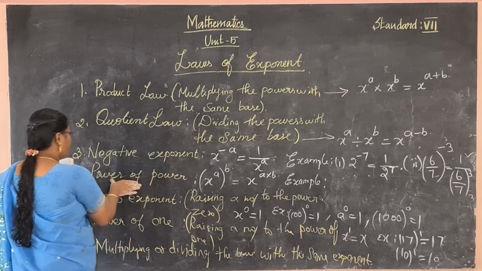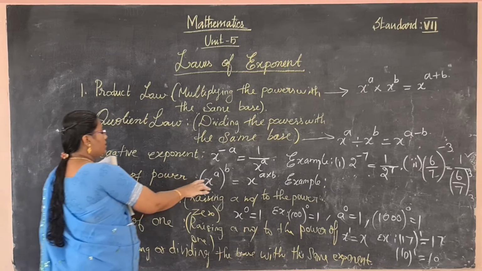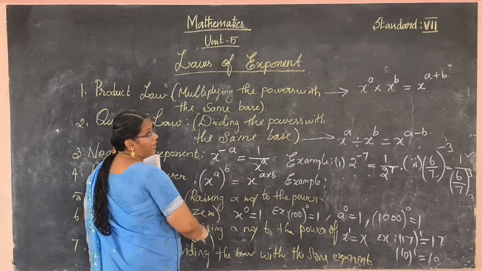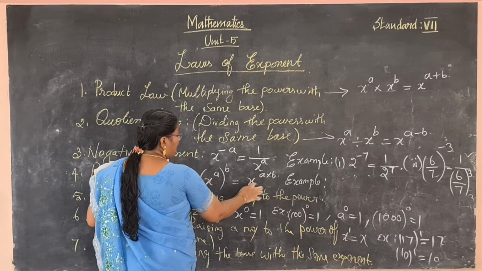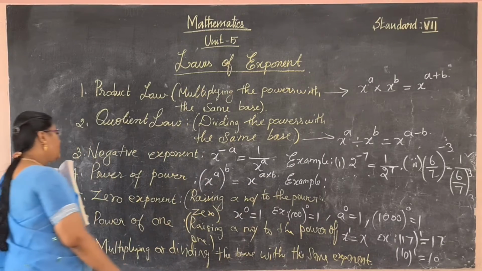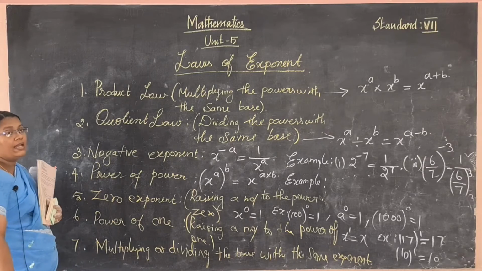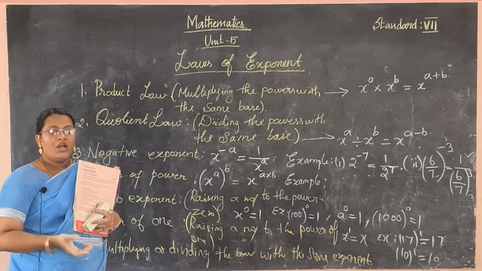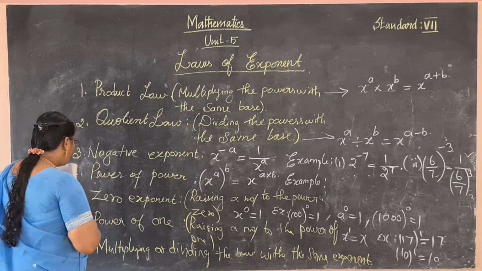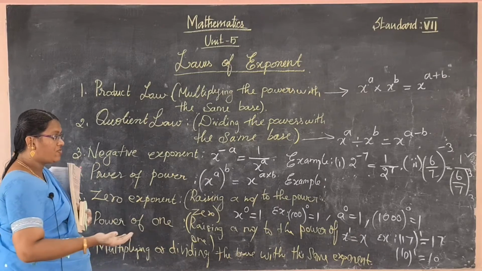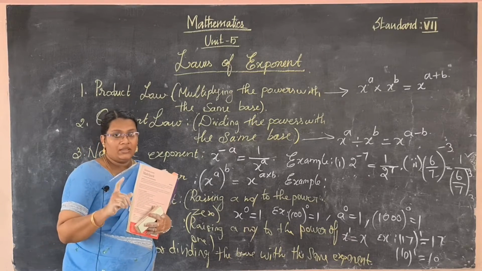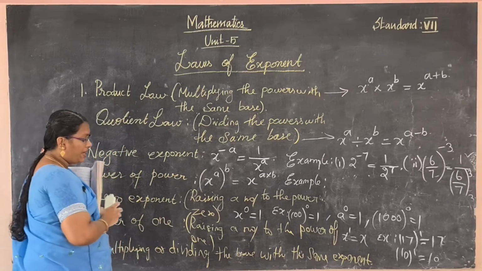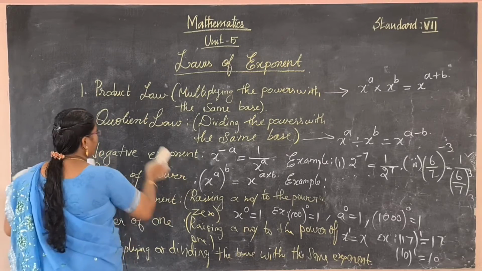Okay. And next one, power of power rule. So power of power rule is given, x power a, power of b. So the powers will be multiplied. That is x power a into b. And then zero exponent. Zero exponent means any base value with the power 0, we get the value as 1. And then power of 1, any base value with the power 1, we get the same value. And finally, multiplying or dividing the base with the same exponent.